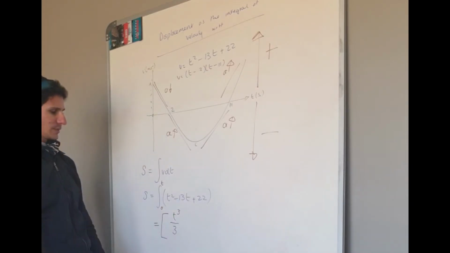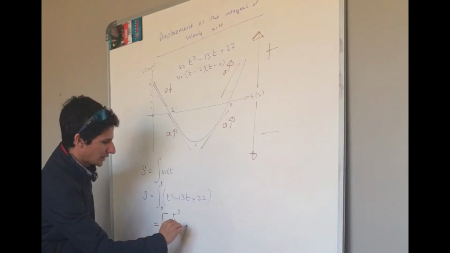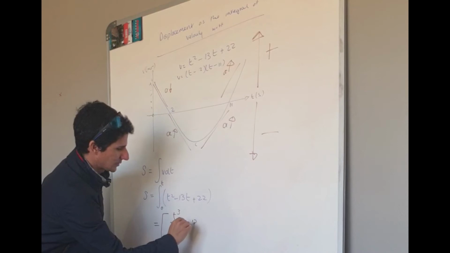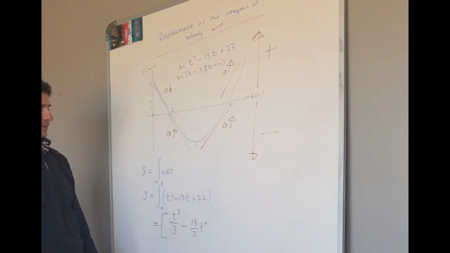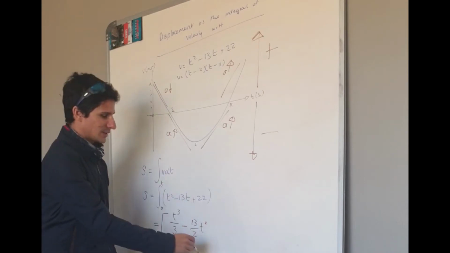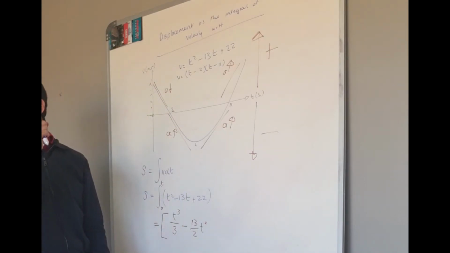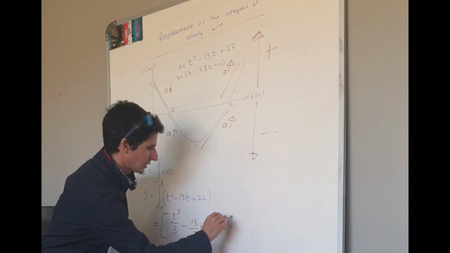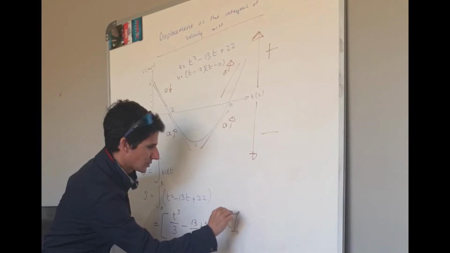Right, let's do the next one. Minus 13t over 2. I need to raise the power by 1, it becomes t squared. And that last one's nice and easy, isn't it? Because we raise the power by 1, it'll just be 22t. And I want to consider from 0 to t.